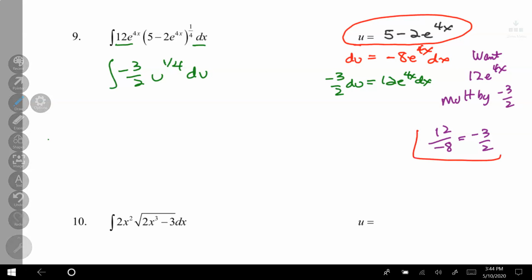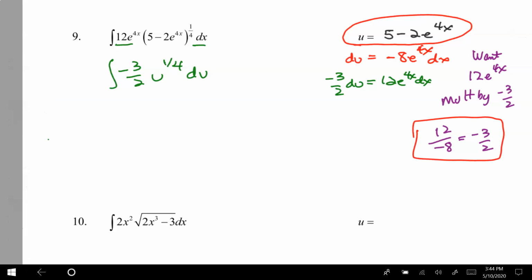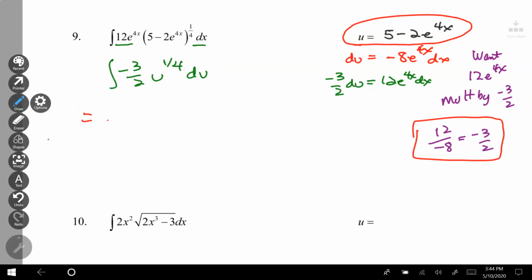So I have to think, how can I change a negative 8 to a 12? Well, all I did was do 12 divided by negative 8, and I realized, oh, I just multiplied by negative 3 over 2. And I get what I want, I rewrite it, and this antiderivative is going to be negative 3, well, I don't know about that, negative 3 over 2.